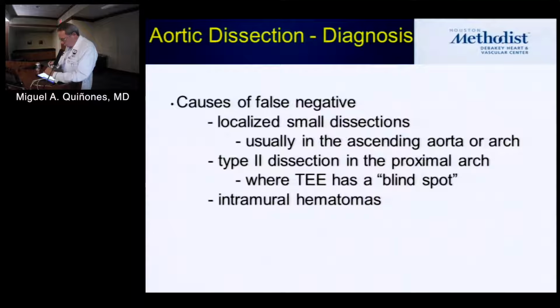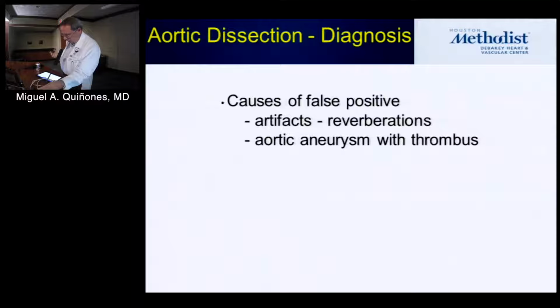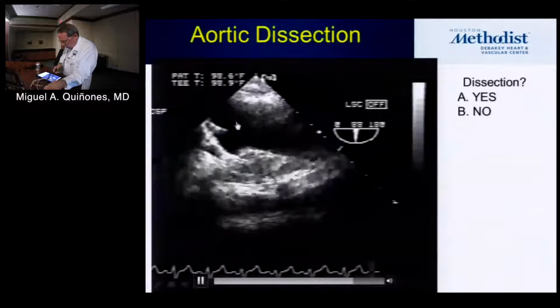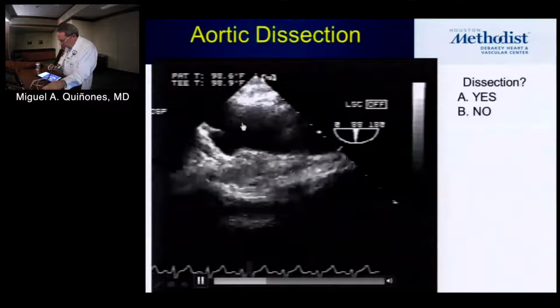False positive is 99% of the time artifacts. Occasionally, if you have an aortic aneurysm with a thrombus, it could look alike, but most of the time you can take care of that one. It's really the artifacts that can be a problem. Like this one, okay? So you see that thing jumping there. Is that a dissection? Clearly that will catch your eye the first time you see it, and you say, whoops, let's stop and look. So is it yes or no?